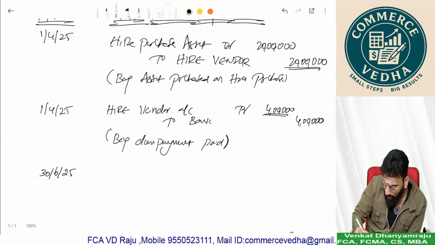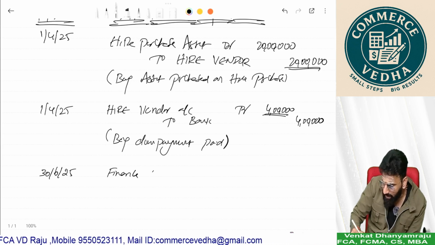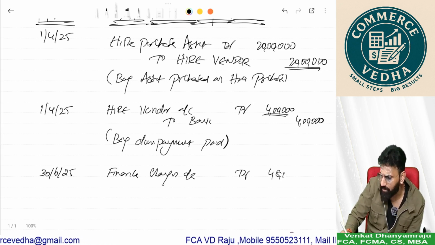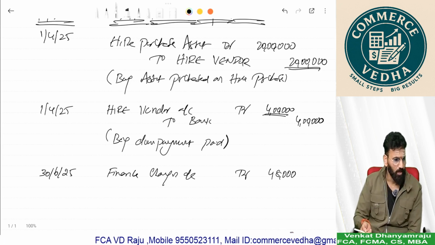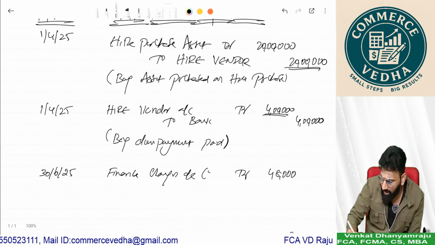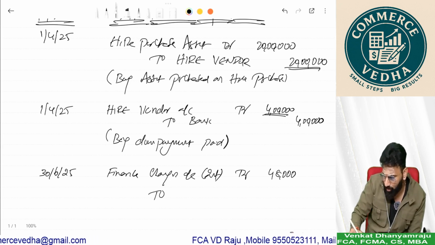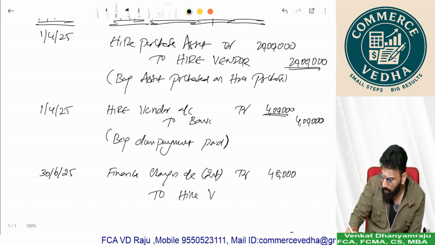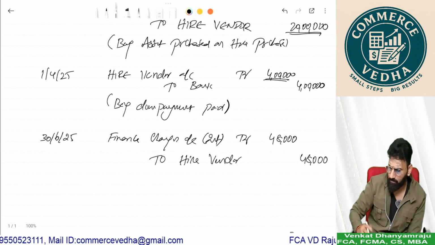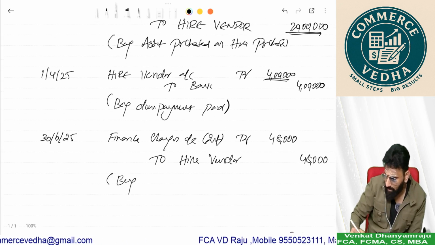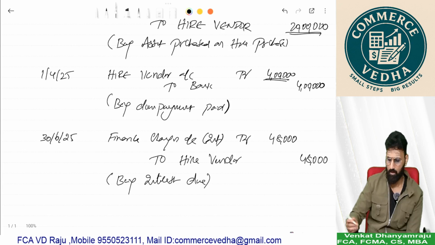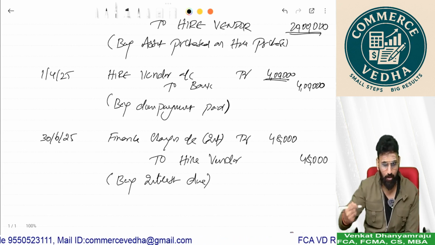So, what is interest? We call it finance charges account, debit 48,000. That is interest. You can use the word finance charge or you can use the word interest. Interest is nothing but finance charge. To whom should you pay? Hire vendor 48,000. We'll write being interest due. Now interest due, principal due, both are due.